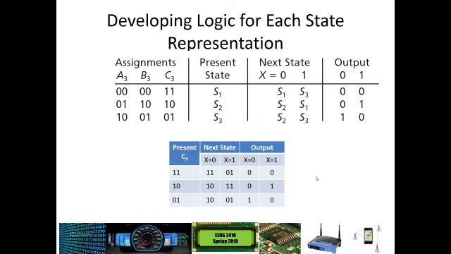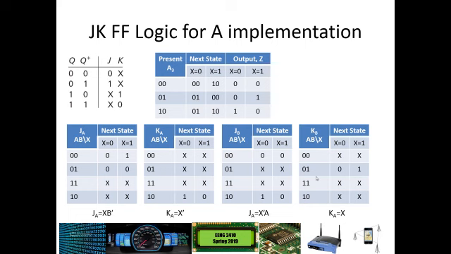And so let's go through determining the logic for one of these representations, and I'll leave the derivation of the other two to you, the student. So if we had to determine JK flip-flop logic for the A implementation, so up here, this is our binary table that we had previously derived, and let's remind ourselves of the JK logic.